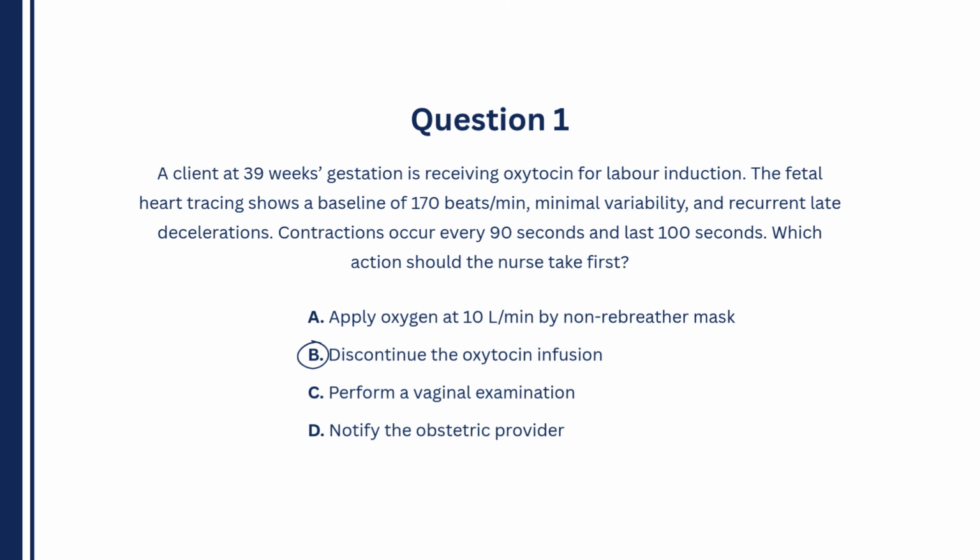It's B. Discontinue the oxytocin infusion. The client is experiencing uterine tachysystole with a non-reassuring fetal heart pattern. Oxytocin stimulates uterine contractions and can decrease uteroplacental blood flow when contractions are too frequent or prolonged. The nurse should stop the oxytocin immediately to remove the likely cause of fetal compromise.